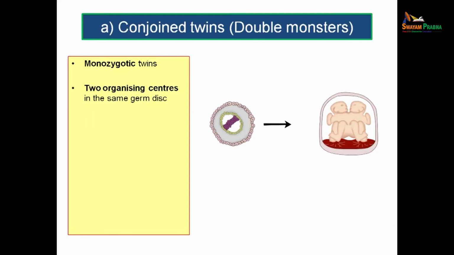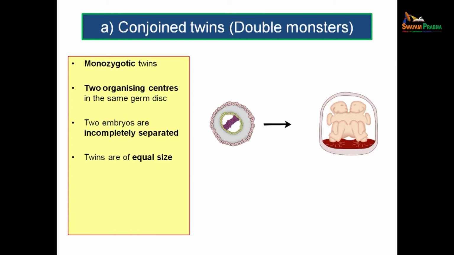So, when will you get conjoined twins or double monsters? This is actually a complication, as we have already discussed, which is coming under monozygotic twins. Here what happens is the splitting occurs after the formation of two organizing centers within the same germ disc. That means we have the germ disc already formed and there you have two organizing centers. So, what usually happens is the two embryos won't be separated completely. That means two embryos are incompletely separated. So, let us see what is going to happen.